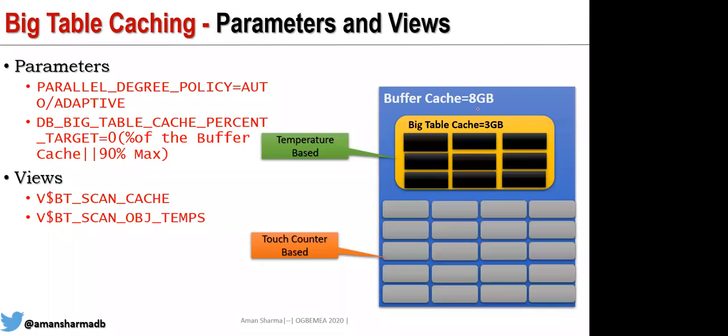So we can have one big buffer cache, and we can decide how much of it is going to be for this BTC, or big table cache. We say 3 GB, and the rest is in terms of the touch count based mechanism. We can see the temperatures and the information of the objects in these views. But for this to work, we need to have the parallelism policy as adaptive or auto, and we cannot use more than 90% of the buffer cache.